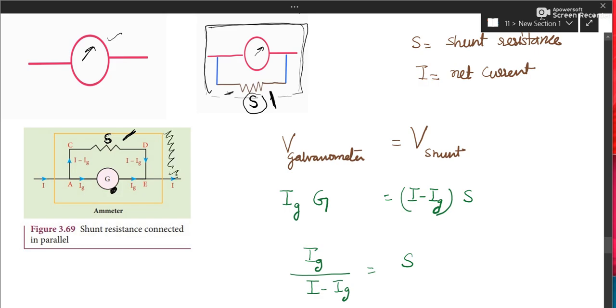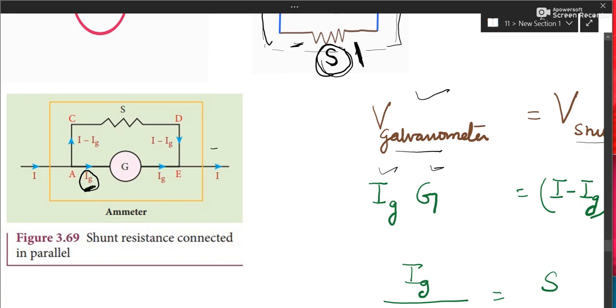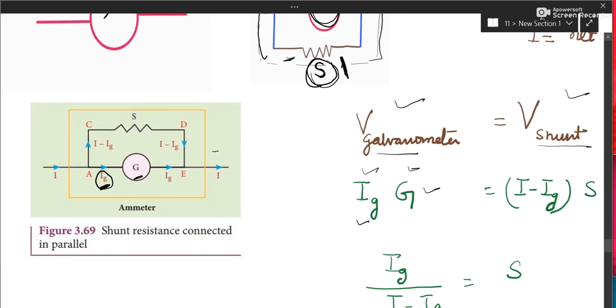Because both are in parallel, this galvanometer is in parallel with S, so the voltage will be equal. Voltage across the galvanometer will be equal to voltage across the shunt. So how to write voltage? Current into resistance. Current IG is flowing through this galvanometer. Galvanometer resistance is G. So current into resistance is the voltage across the galvanometer.